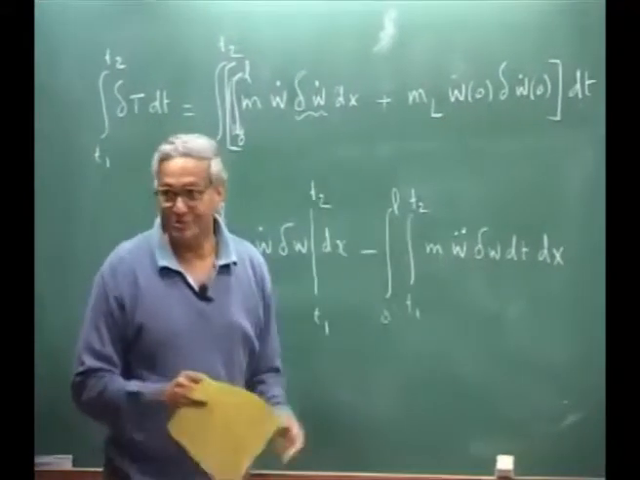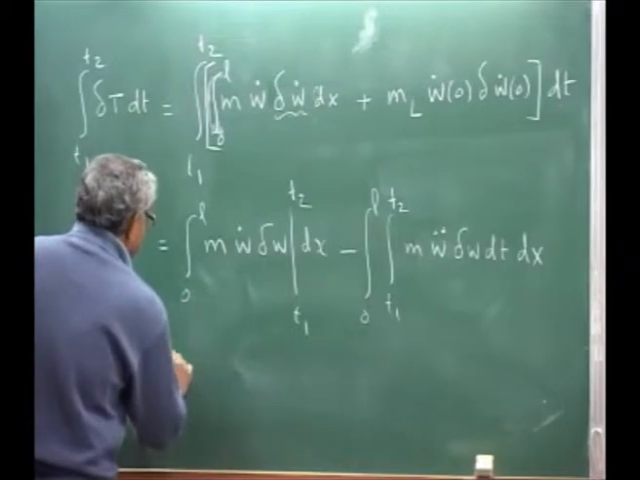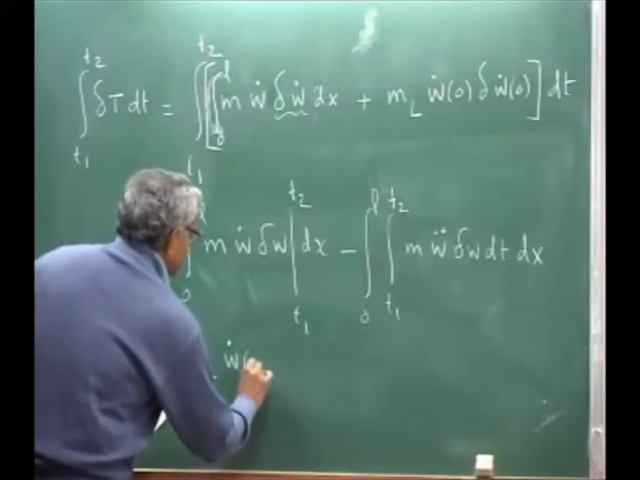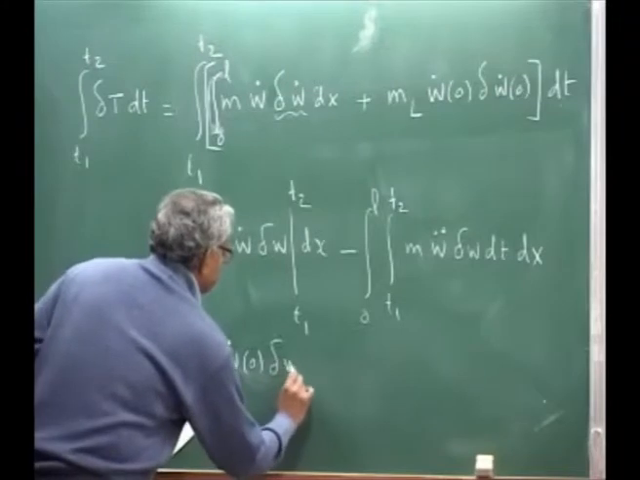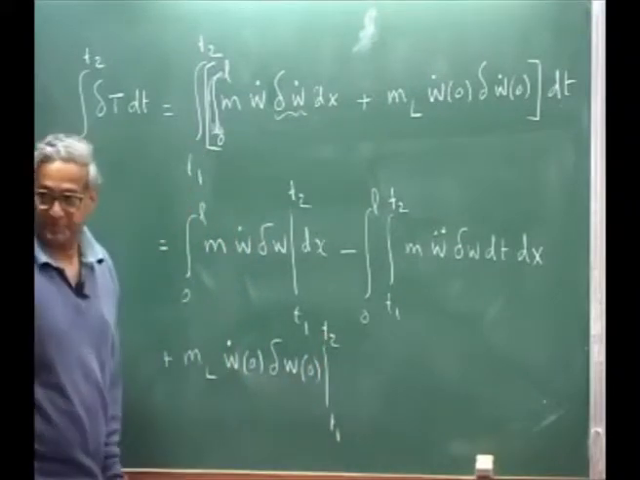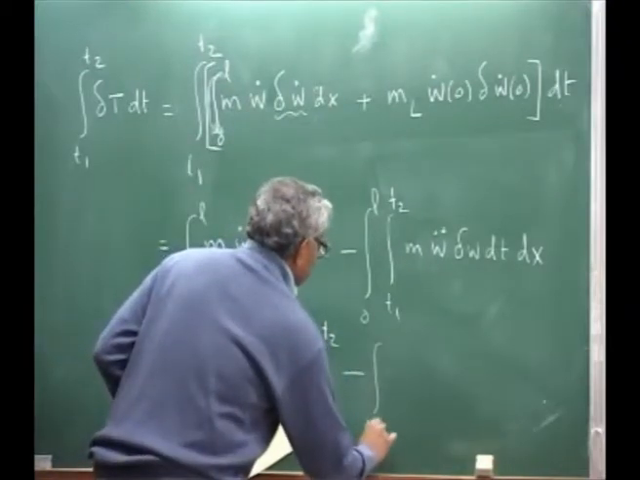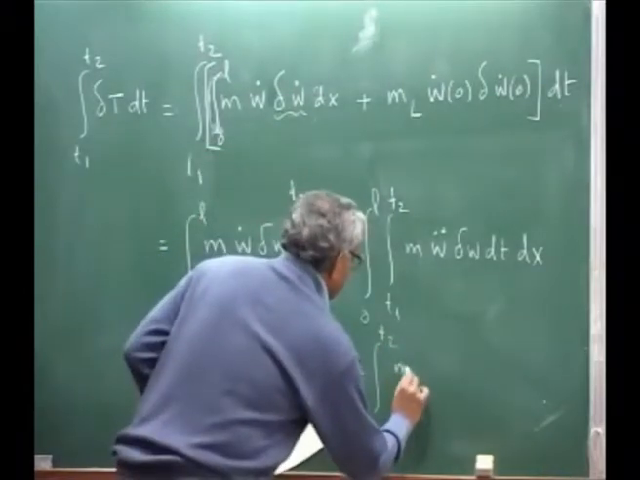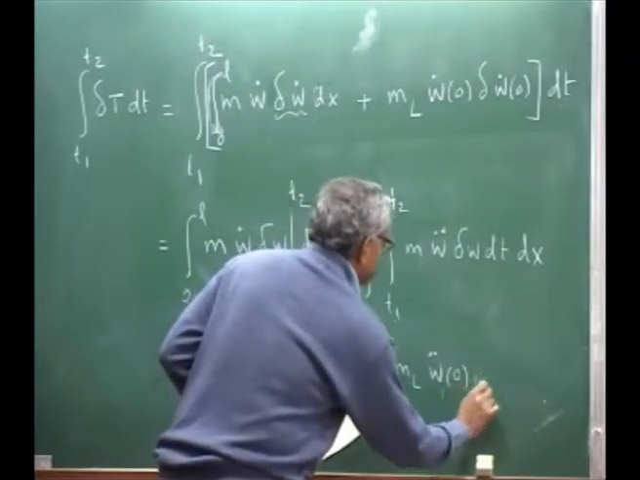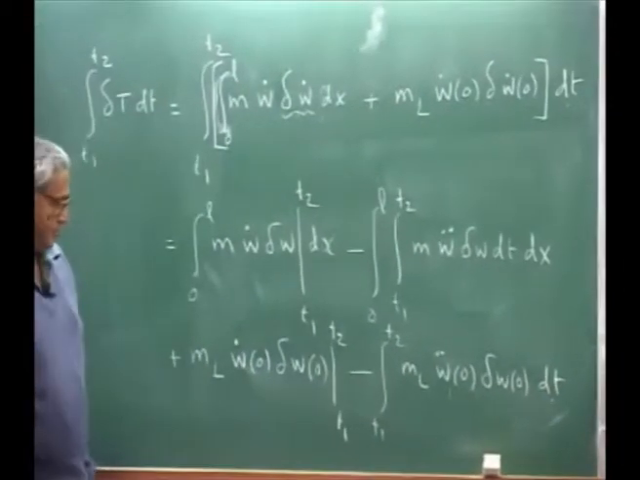Second, I will again do integration by parts. If I do that, that will be plus ml w double dot, w dot at 0, delta w at 0, that is at t1 to t2, minus integral t1 to t2 ml w double dot at 0 delta w at 0 dt.